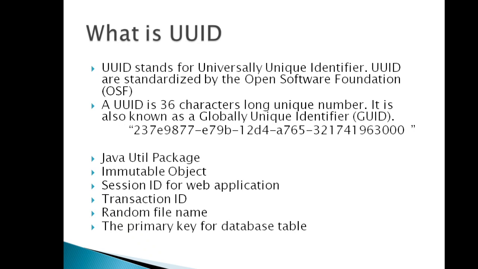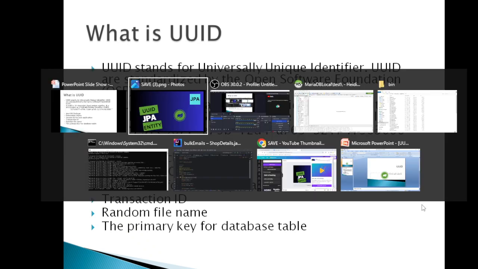You can use this in transaction IDs, in primary keys, somewhere session IDs where you want to achieve that uniqueness. The same thing we are going to do as part of today's tutorial as well. So this is nothing but an immutable type object, guys. So this is a small thing about UUID. Let's get into the demo here.